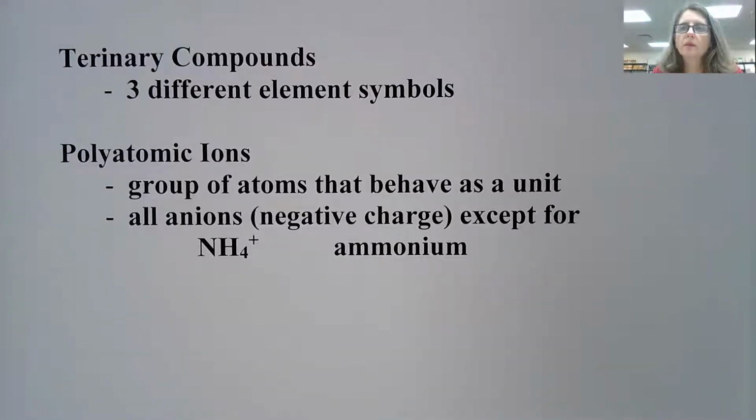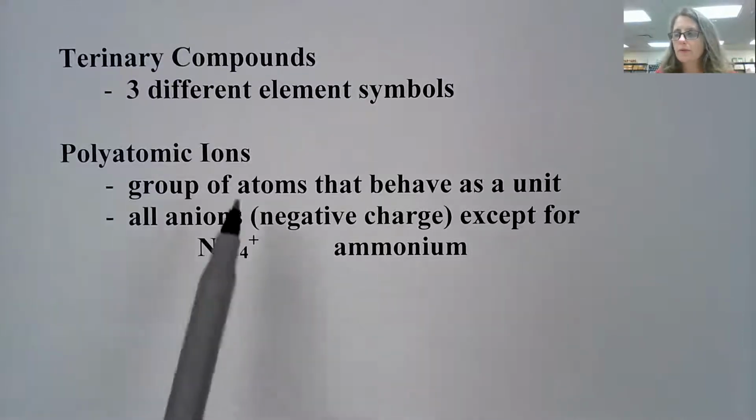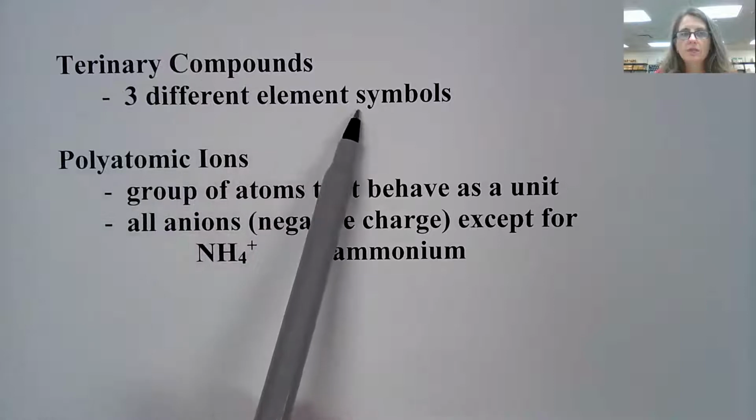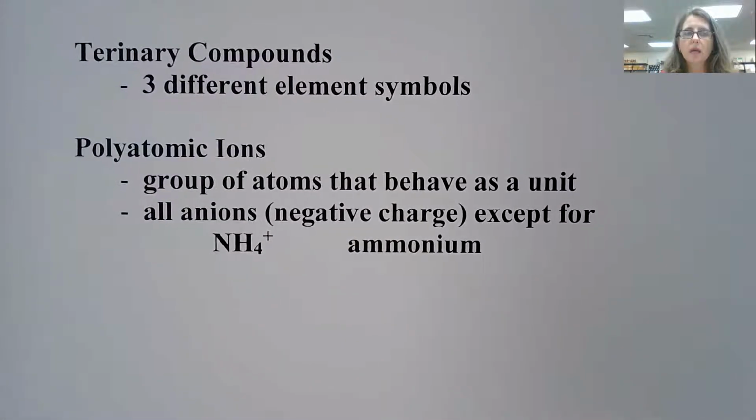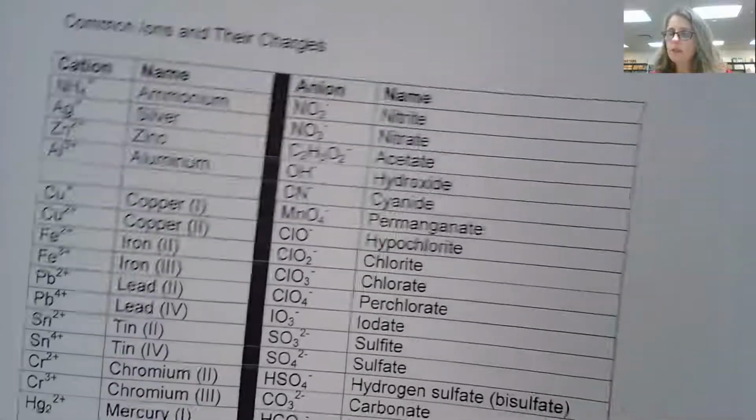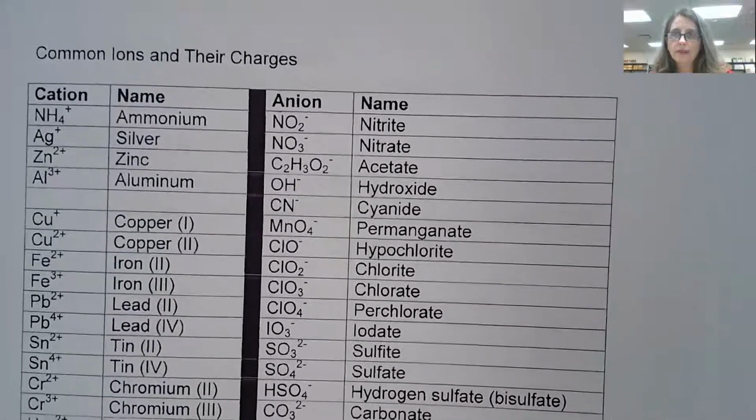So in this video, what I'm going to talk about is how to make compounds with what we call polyatomic ions, and how to also name them. We sometimes call these ternary compounds because you're going to see three different element symbols when you're looking at these compounds. And these polyatomic ions can be found on your ion table.